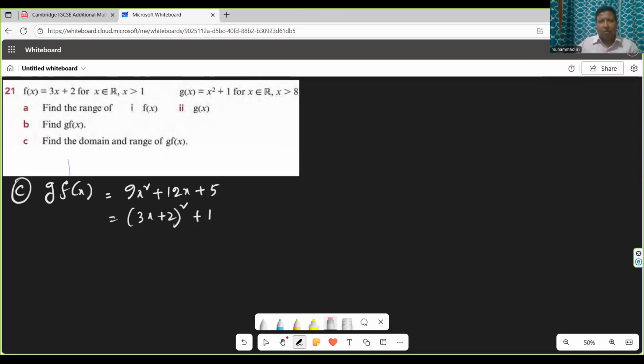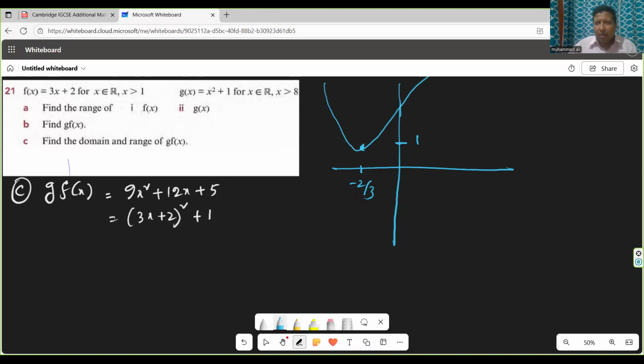If we want to find the range of gf(x), it is better to sketch this curve. In this curve, the lowest value is 1, positive 1, and for x equals minus 2 by 3 we get the lowest value. Here the y-intercept is 5. The curve will be like this. One thing: in this composite function we put x greater than 2.